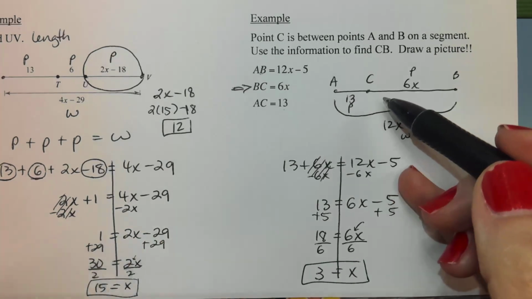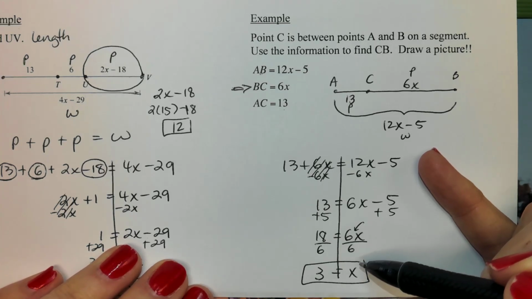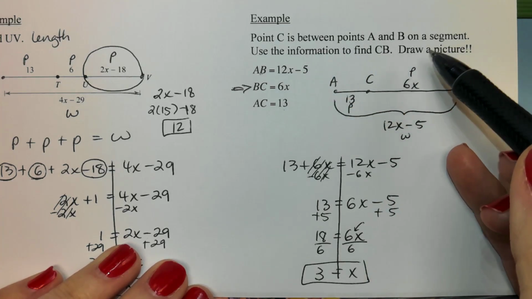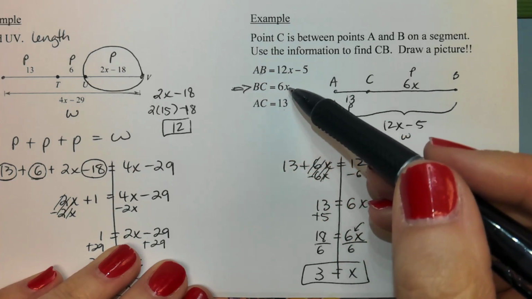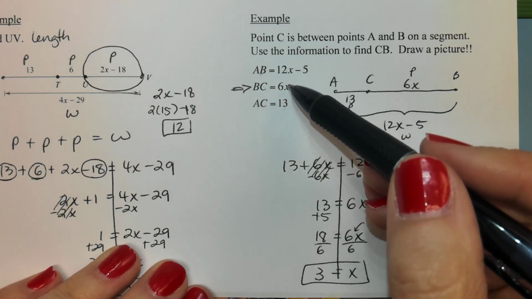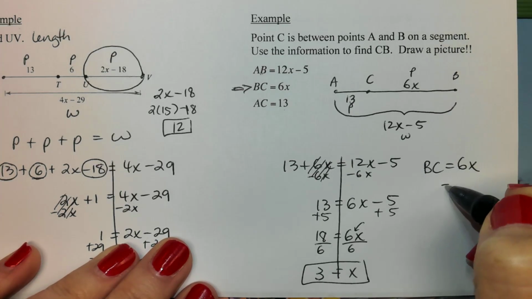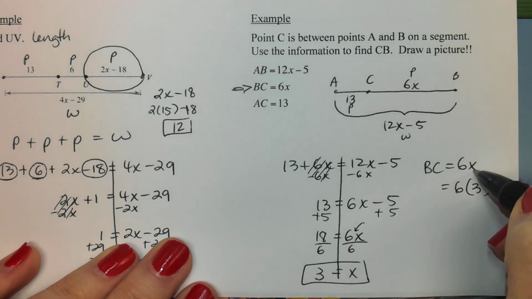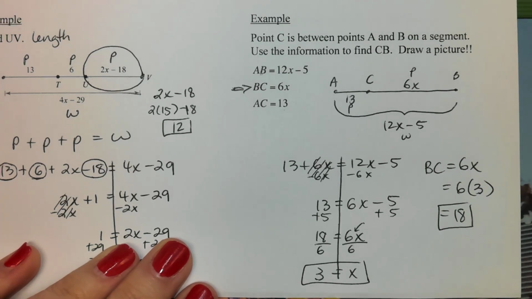In this problem, it also did not say solve for x. I mean, we definitely had to do that to keep going, but it wasn't where we need to stop. We're supposed to find BC or CB. That's why I kind of arrowed this so I wouldn't forget I got to come back. And BC is just supposed to be 6 times x. And we now know that x is 3. So in x's place, I'm going to put a 3, and that gives me 18.